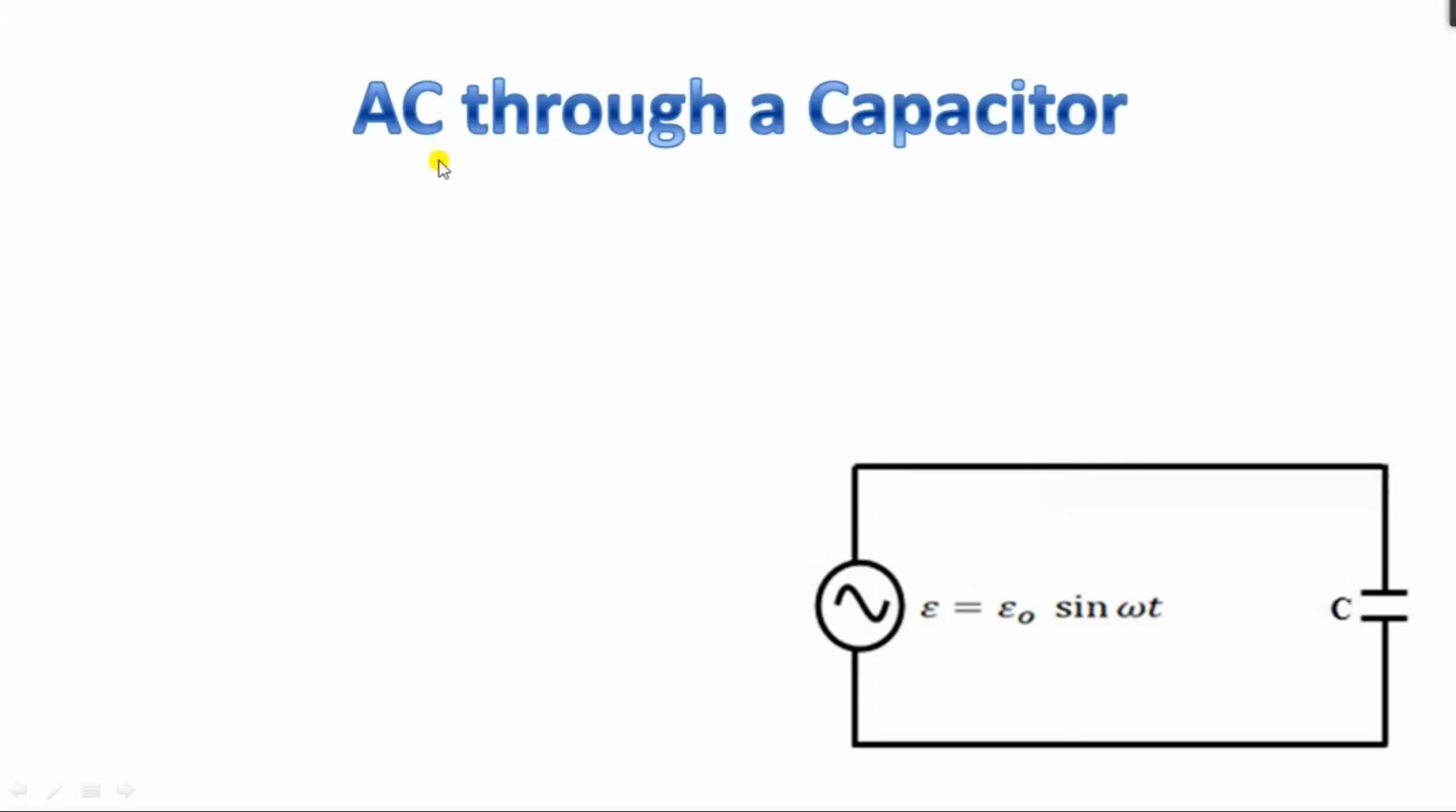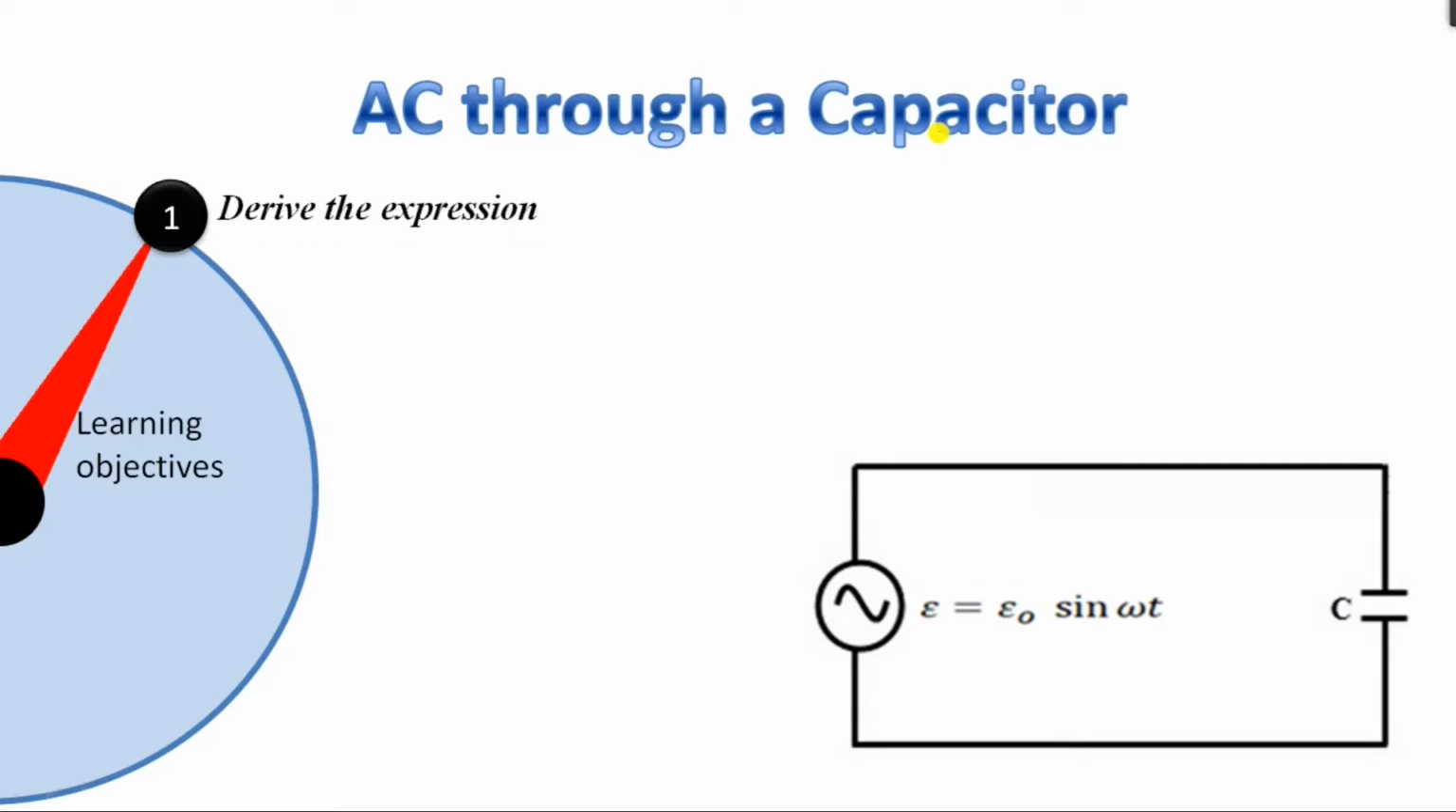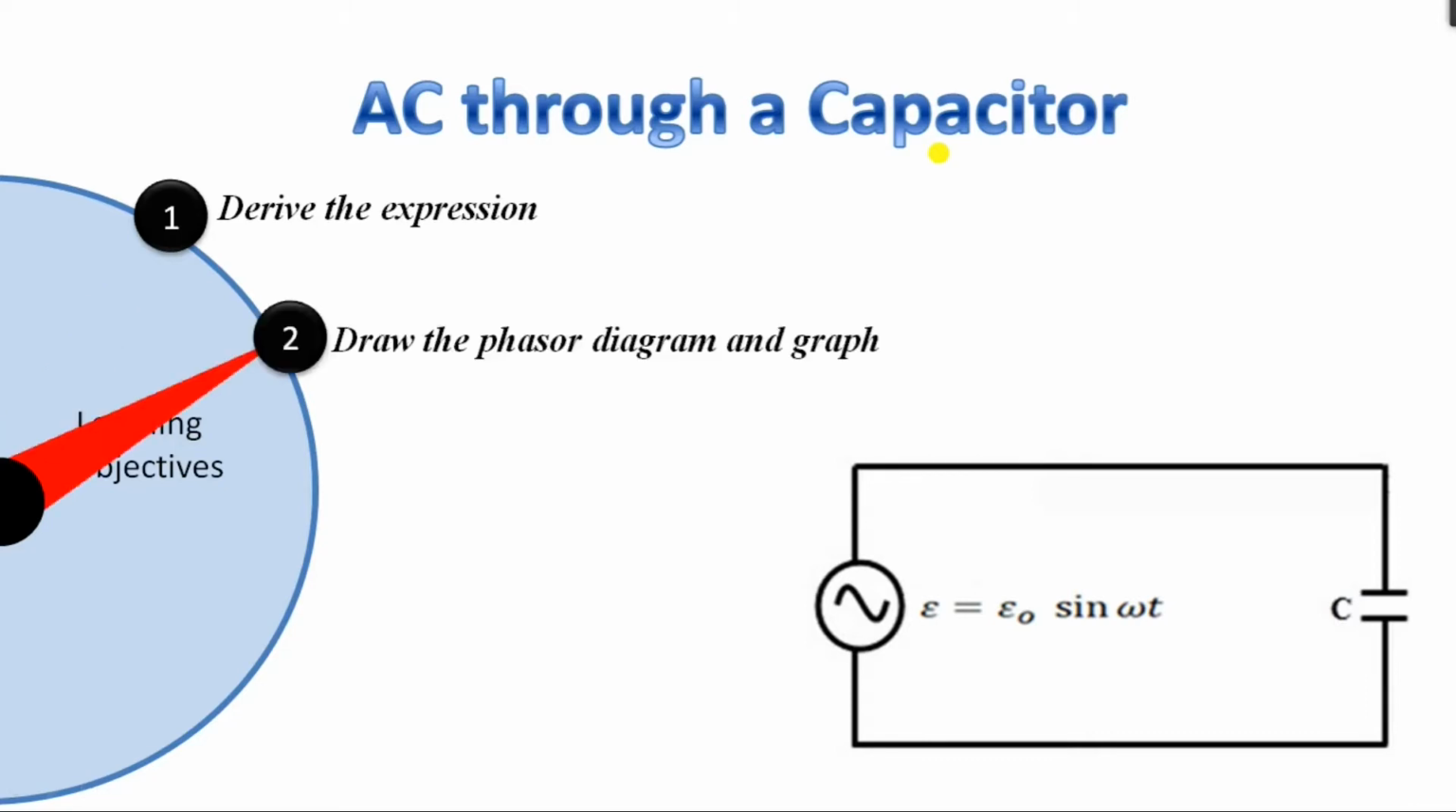Hello everyone, today in this video we will discuss what happens if an AC current is passed through a capacitor circuit. After this video you should be able to derive the expression for voltage and current for a capacitor circuit, draw the phasor diagram and the graph of voltage and current for a capacitor circuit.